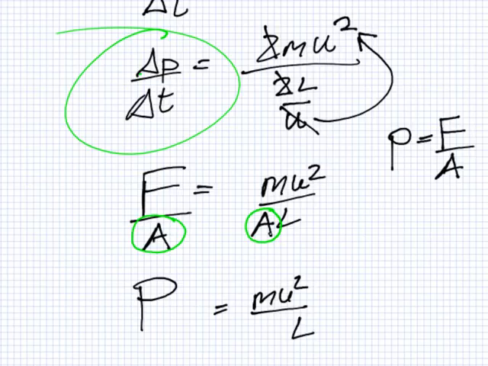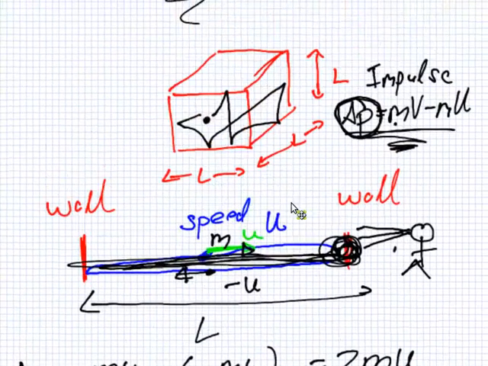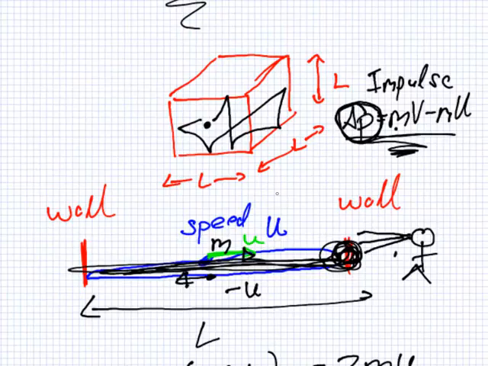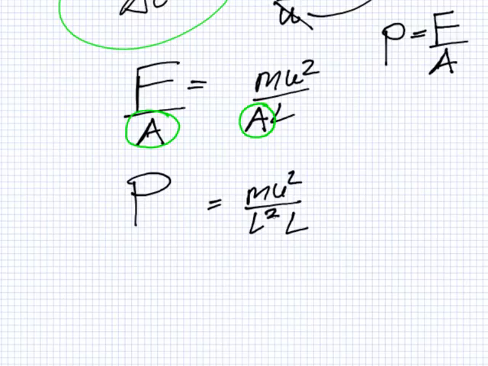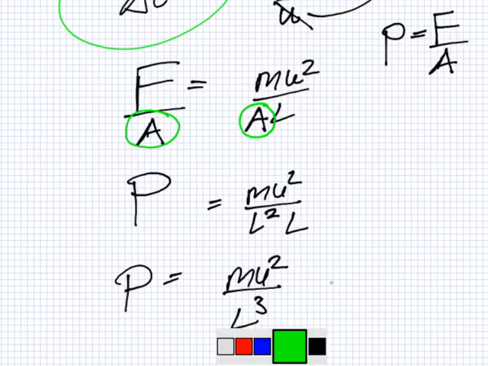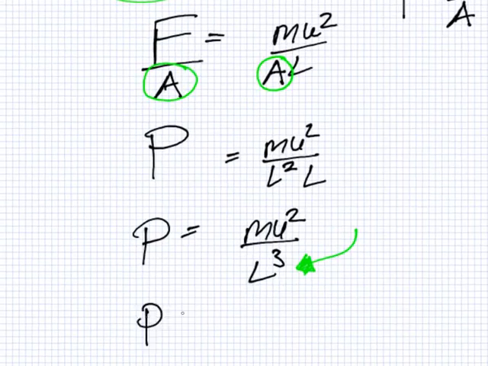Now, what is A? If I go back to my picture, what's A? Not cubed. The other word? L squared, yeah. That's the area. So pressure equals mu squared over L cubed. But what's L cubed? The volume. Yeah, pressure equals mu squared over volume.